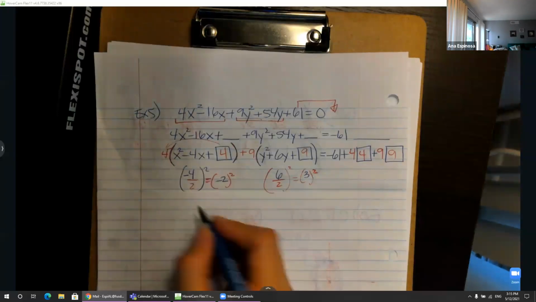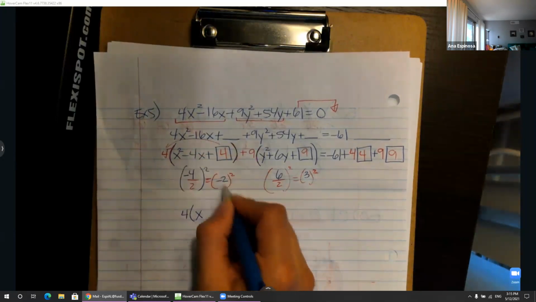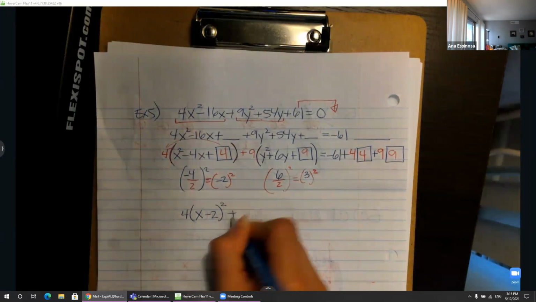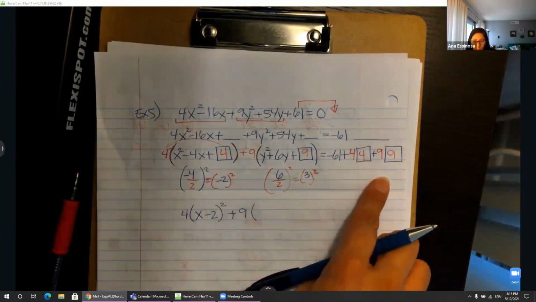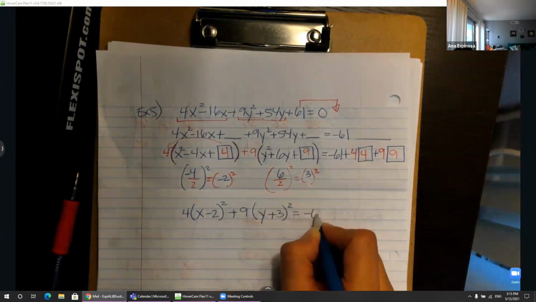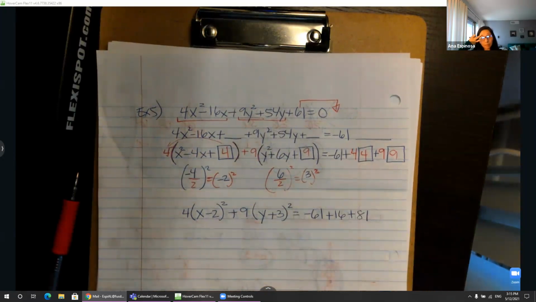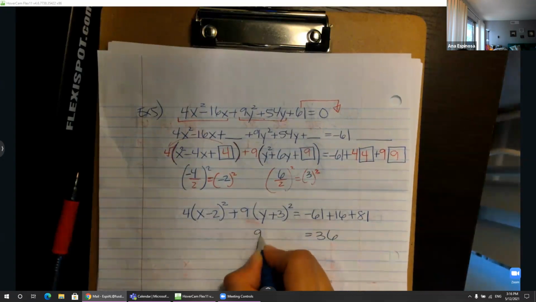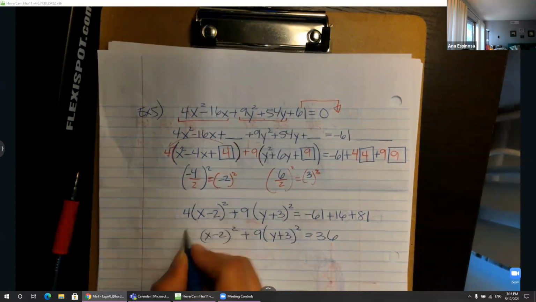So this 4 is here. You do the same thing that we did before. You basically take that x, bring it down, copy the number before you square it. Bring that 9 down. You're not doing anything to that 9. It just needed to be a part of this part over here. That's all I'm saying. y plus 3 squared equals negative 61 plus 16 plus 81. That's what I needed to do. All right, so this is 36, 9 times y plus 3 squared, x minus 2 squared, and a 4.